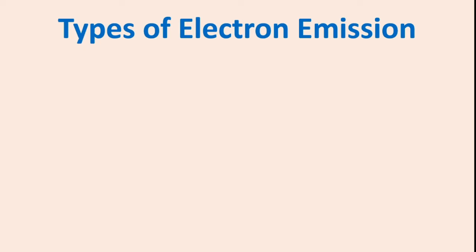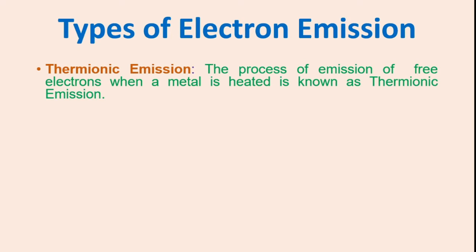Now, what are the different types of electron emission? That is, electrons can be emitted in various ways. The first one is thermionic emission. In this process, the energy is given in the form of heat. When a metal surface is heated, the heat energy is absorbed by the free electrons, as a result of which the free electrons are emitted from the metal surface. That is, the process of emission of free electrons when a metal is heated is known as thermionic emission.